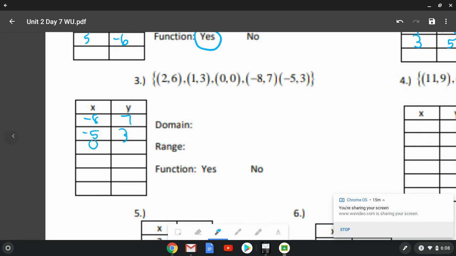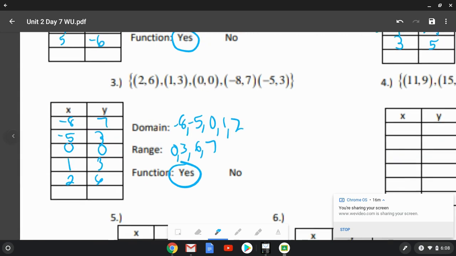3, 0, 0, 1, 3, 2, 6. My domain's -8, -5, 0, 1, 2. And then my range is 0, 3. 3 shows up twice. I'm only going to write it once. 6 and 7. Are there any repeaters? Nope. So the answer is going to be yes, it is a function, because all of your x values only show up one time. So that should be the answers you got when you paused.